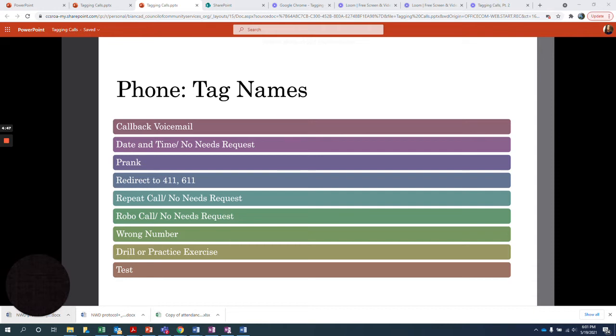So the first tag name you see here is callback voicemail. So really that is when, for instance, the caller calls in and we have a long wait, and our system will ask the caller if they would like to basically stay in line and then we'll call them back when a contact specialist is able to take their call. If they say yes, then they would hang up. Our system will call them back whenever it's their place in line. We talked a little bit about this during one of our other trainings.